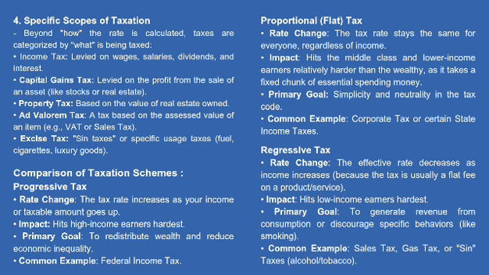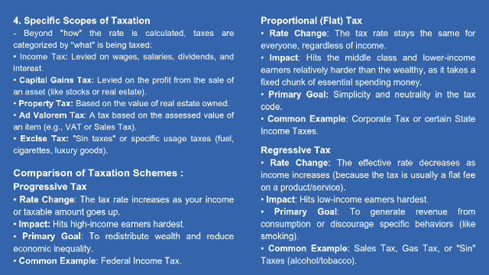Proportional, flat, tax. Rate change: the tax rate stays the same for everyone, regardless of income. Impact: hits the middle class and lower income earners relatively harder than the wealthy, as it takes a fixed chunk of essential spending money. Primary goal: simplicity and neutrality in the tax code. Common example: corporate tax or certain state income taxes.